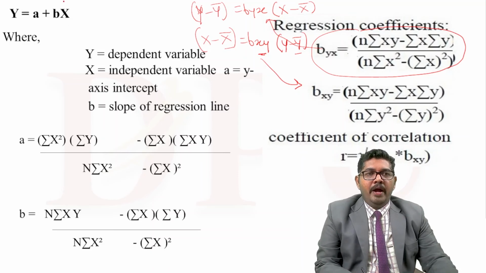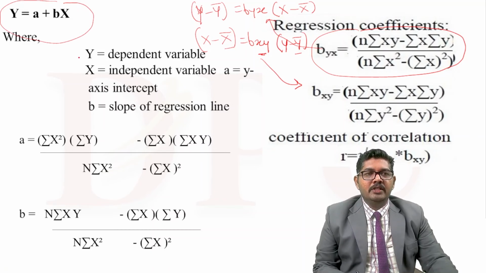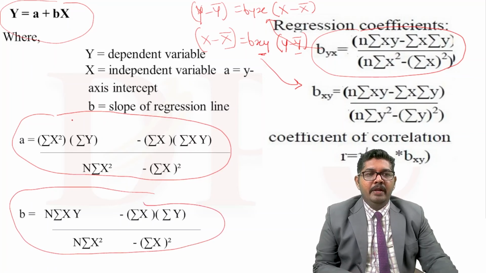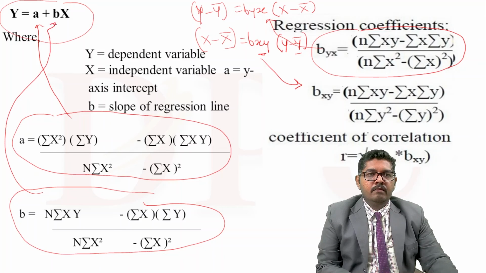So let us come back to the original equation which we have studied earlier, y is equal to a plus bx, right? In this case also we can directly place the values of a and b without finding the least squares which we have done in the previous part. You can find the value of a by using this particular equation, and the value of b by using this equation, and you can directly place these values here to get the equation of y on x.